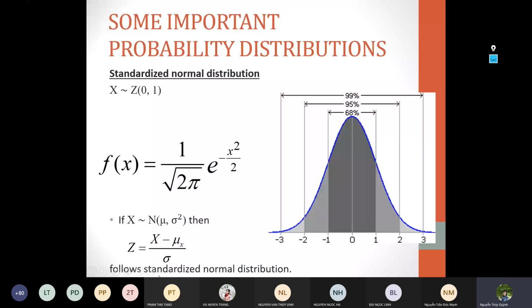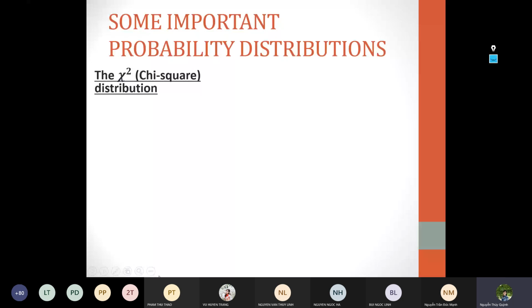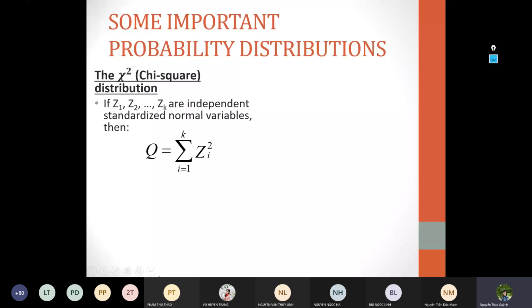The next distribution that we want to mention is the chi-square distribution. If we have z1, z2, up to zk, independent standardized normal variables, then the sum of the squared z's will follow a chi-square distribution with k degrees of freedom.